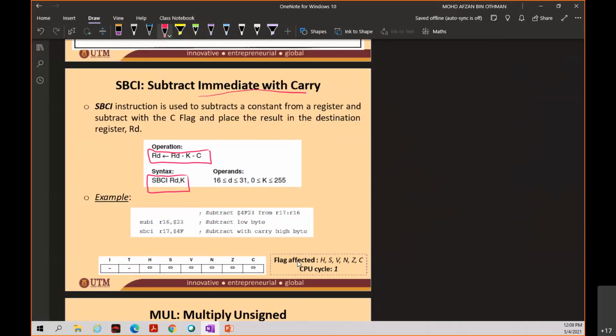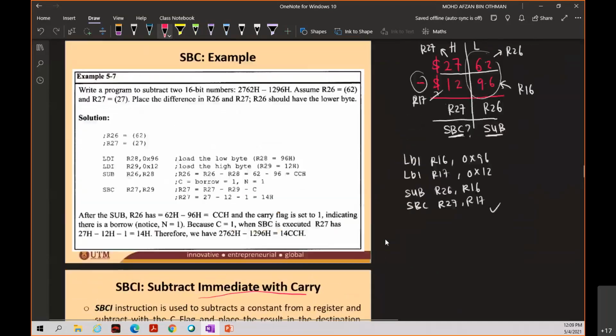So we go back to the previous example. Can you tell me how to reduce this program here? Anyone? Now you have 4 lines of programming in order to subtract this number here. So how do we reduce it so that it becomes shorter?